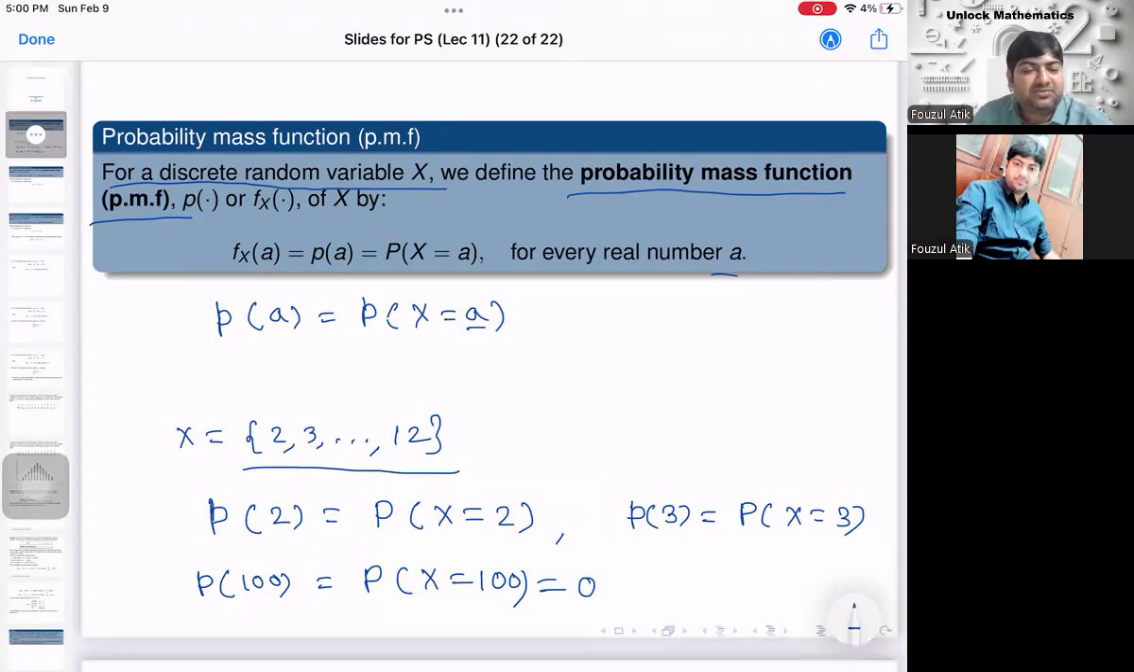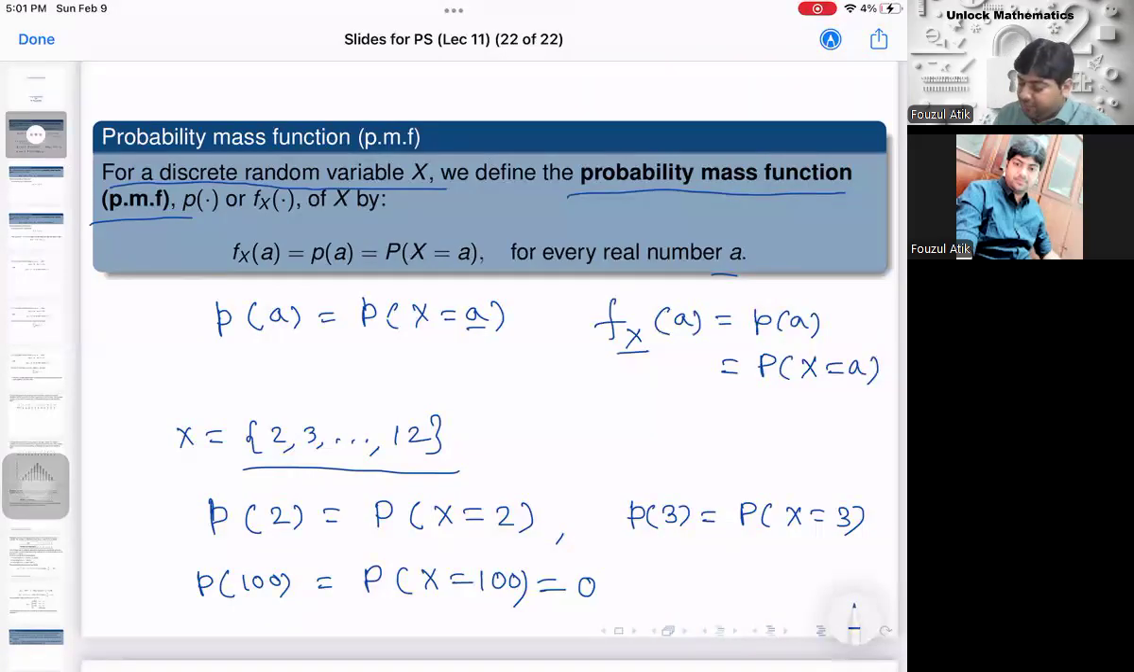So the probability mass function is a function which depends on a random variable X, right? And sometimes we denote this p function as f_X of some value. f_X of a is equal to small p of a, which is equal to the probability of X equal to a, because it depends on this random variable.